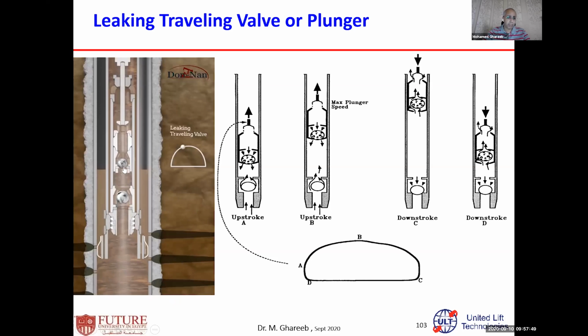How it looks like this, see here the valve, a part of the fluid here, maybe it's not clear enough, but if you look a little bit, a part of this fluid is just leaking back. It's not important to be in exactly this shape, it depends on the severity of the leak of the traveling valve. But at least when you have something like this, that means the traveling valve is leaking.